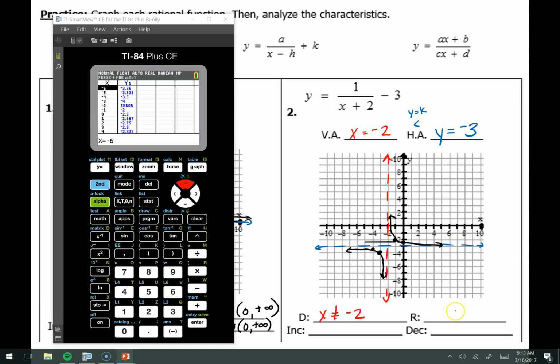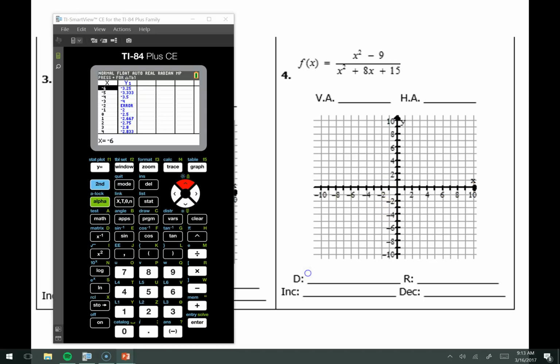Okay, so let's think about range, bottom to top. My bottom is down to negative infinity, but then I get stuck at y is equal to negative 3, and it doesn't actually touch it. The other branch picks up on the top side of negative 3, and it goes up to positive infinity.